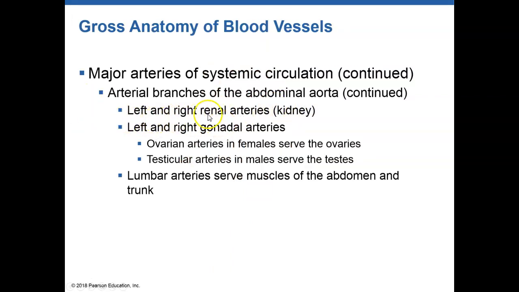So I just talked about these, but we have the right and left renal arteries. Then we have the right and left gonadal arteries. And we have the inferior mesenteric arteries, which I'm not talking about yet, but we do have those as well. We also have lumbar arteries that serve the abdominal wall.